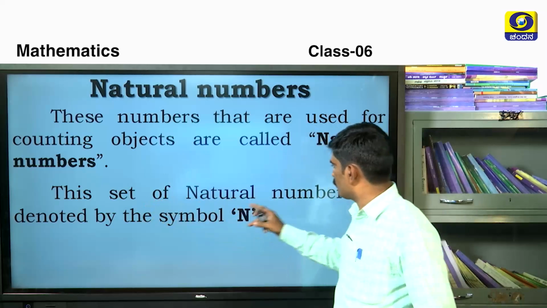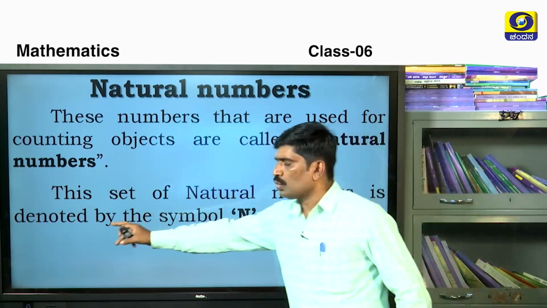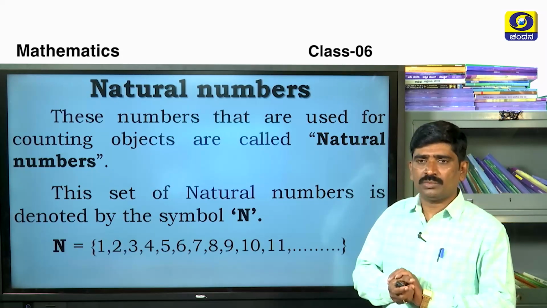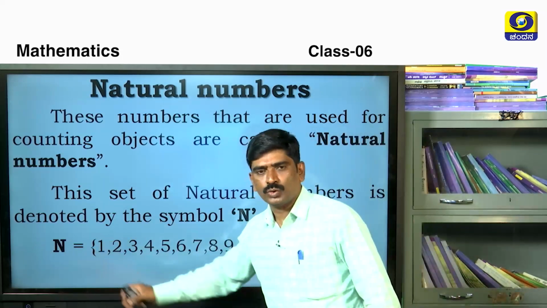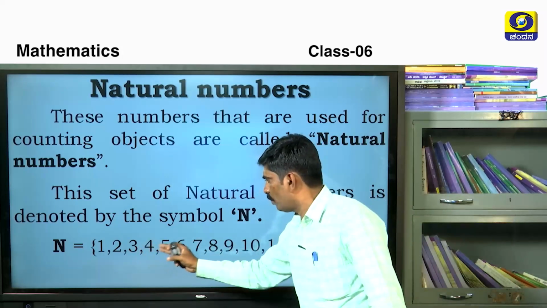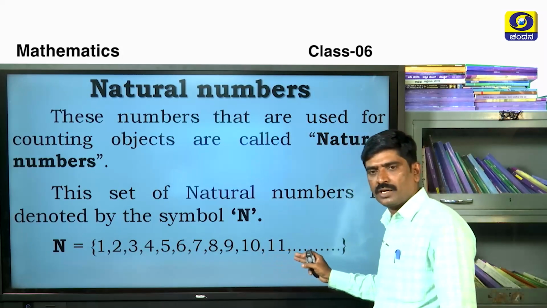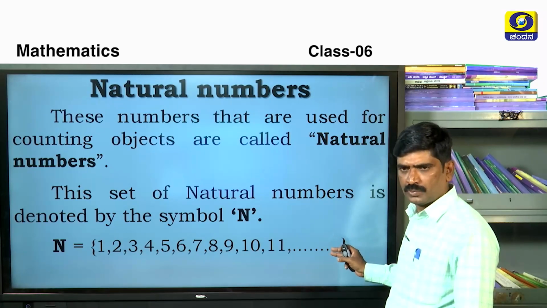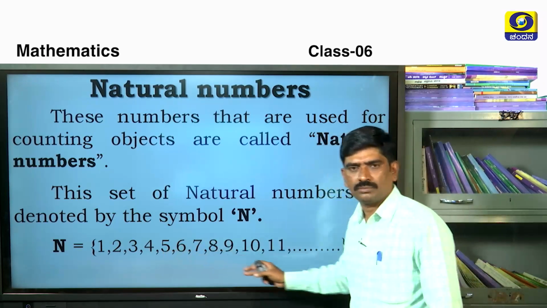This set of natural numbers is denoted by the symbol N. Therefore, which are natural numbers? The natural numbers N is equal to 1, 2, 3, 4, 5, 6, 7, 8, etc. We can't count them all. It is infinity. These are all natural numbers.